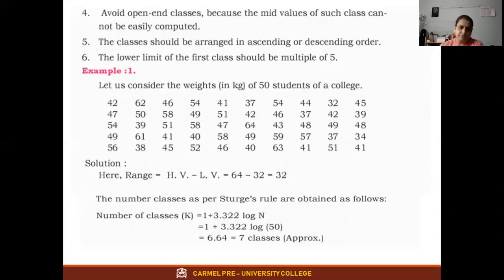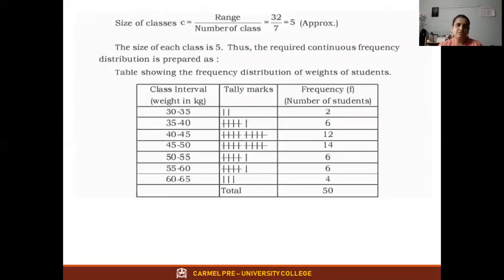Then you add 1. You get 6.64. You can't say the number of classes is 6.64. You should have a whole number, right? So approximate it to 7. So we will have 7 classes. Now what is the width or size of the class? It is range by number of classes. What is the range? 32. What is the number of classes we found? 7. So 32 by 7 is about 5. So the width is approximately 5.